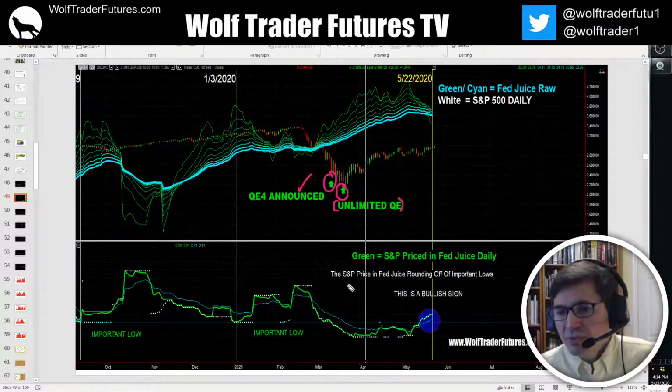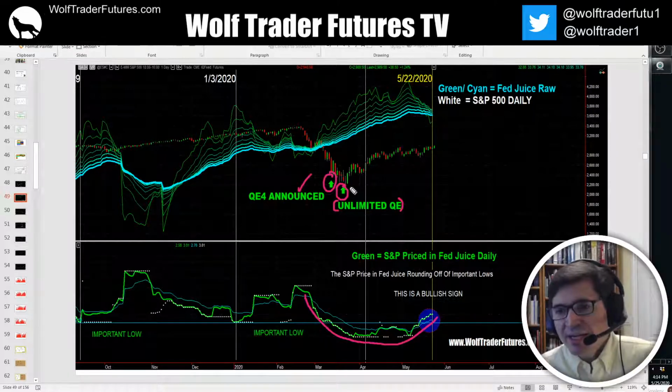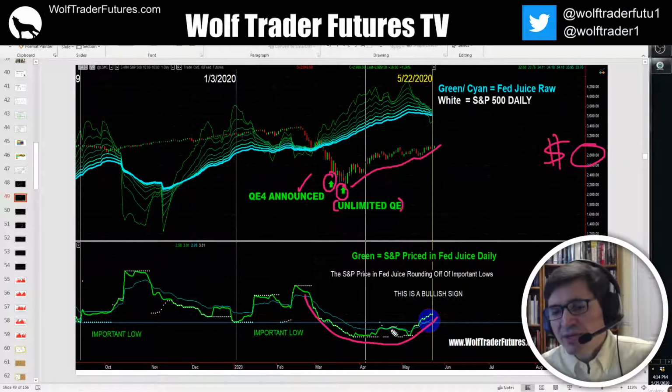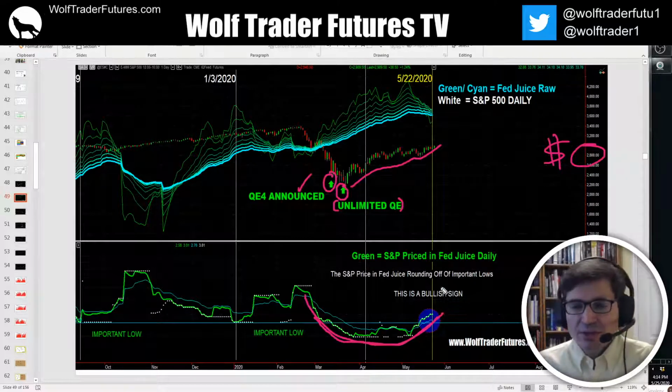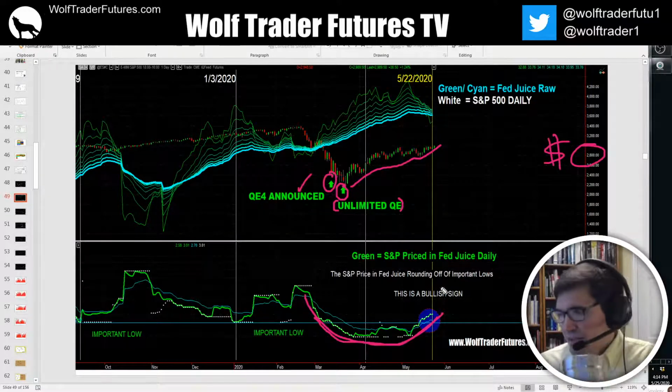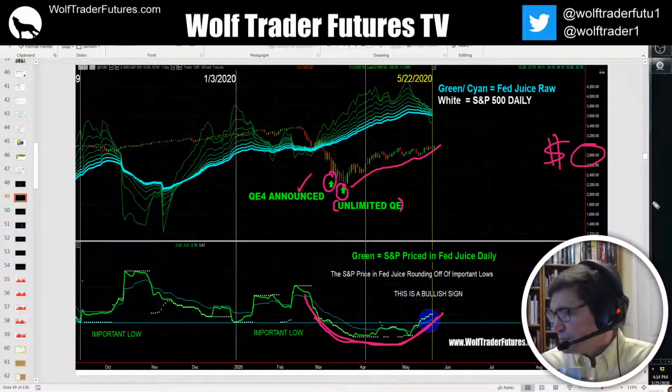All right, so this is down here. This is the S&P when priced in terms of the Fed use. So instead of being priced in terms of dollars, like this chart is priced in terms of dollars, this is priced in terms of Fed use. So you can see that we're still at very low levels down into here. And so that's still bullish for the market going forward.